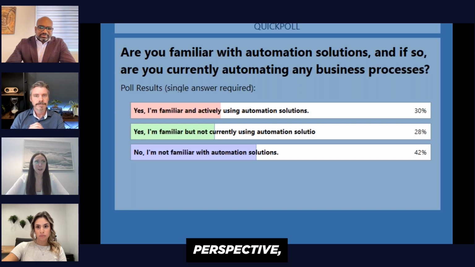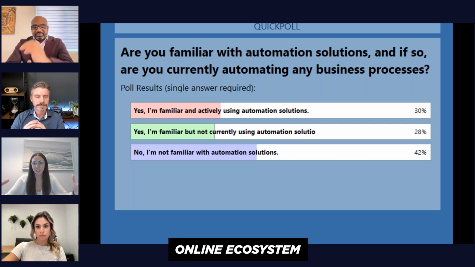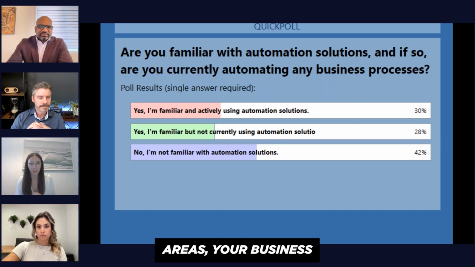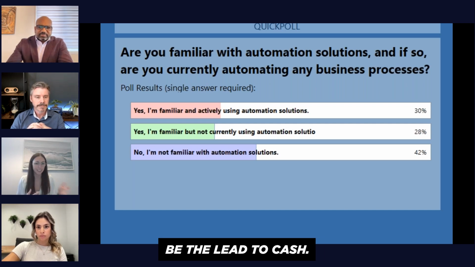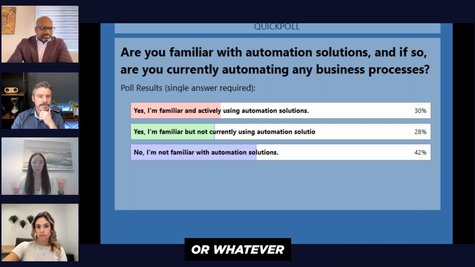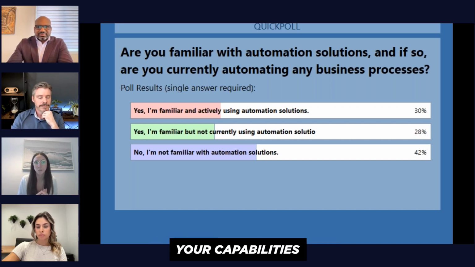From an integration perspective, expanding that online ecosystem helps with the seamless data sync 100%, but it also helps to give you more capabilities than you may not have had. So helping you automate other areas of your business. In Method's case, it could be the lead to cash, but whether that's that or inventory management or whatever it is, to really just expand your capabilities within that ecosystem.